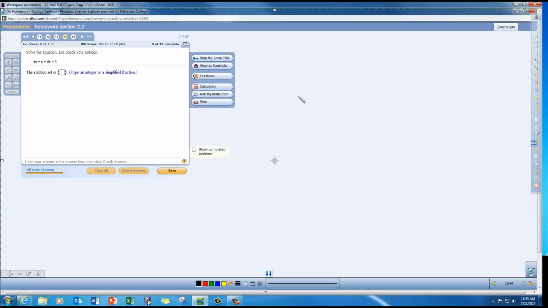And the last problem we'll be looking at is this one here. We have 4x plus x minus 6x equals 5. We're just combining all these like terms. Keep in mind there's really just a 1 in front of there. So 4 plus 1 is 5x. 5x minus 6x. After combining all three of these, we get just negative 1x equals 5.